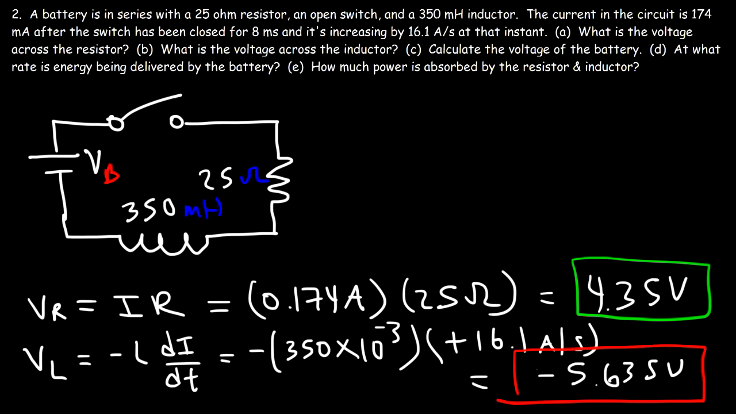So it's storing up energy. It's decreasing the energy of the circuit. And the resistor does the same thing, so the resistor always consumes energy from the circuit. The battery is going to increase the energy of the circuit. It's delivering power to the circuit.